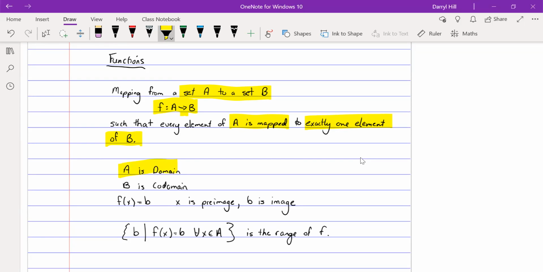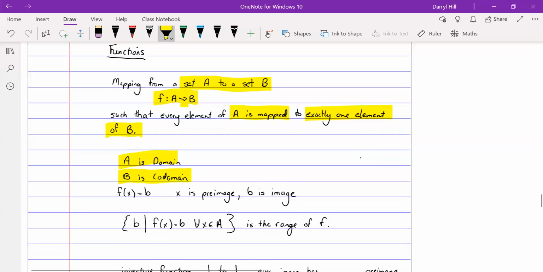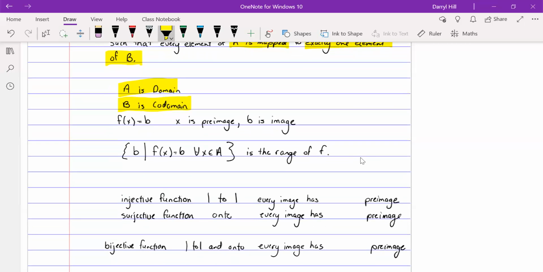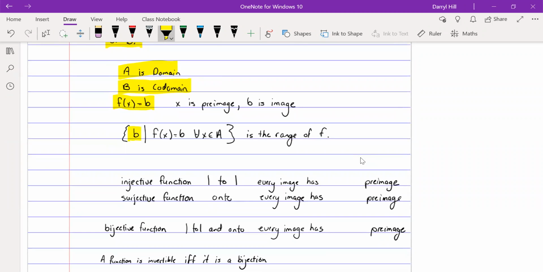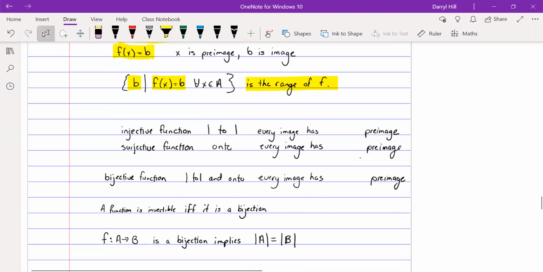So A is known as the domain, B is known as the codomain, and for a function f that maps x to B, then x is the preimage and B is the image. If we take all of the B's, so everything that is mapped to from something in A, that's called the range of f. And so an injective function, which is a one-to-one function, so every image has how many pre-images?